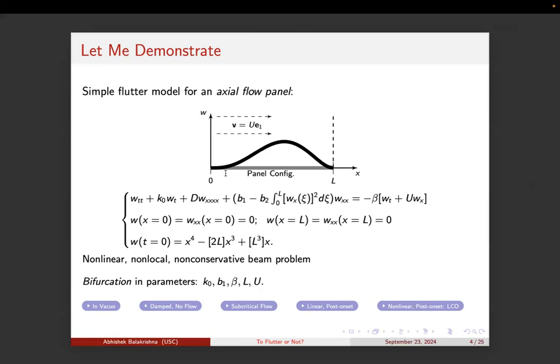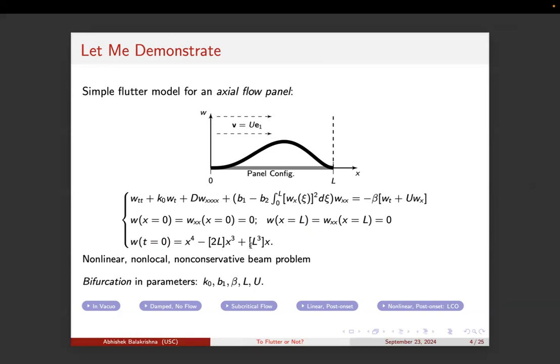Here we see a one-dimensional rod that's clamped at both ends. W represents the vertical displacement of this rod. Above this rod, we have fluid flowing horizontally with constant velocity of magnitude capital U in the x direction. Here we have the model. We have a damping term, a non-local nonlinearity, and on the right-hand side, the terms that appear because of the fluid flowing on top of the structure. We have clamped boundary conditions, and we provide it with an initial condition.